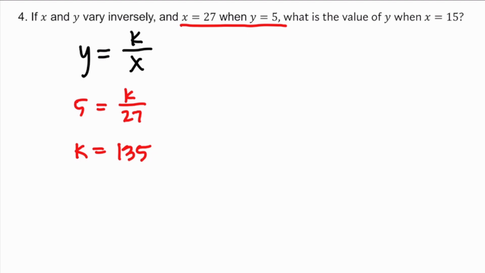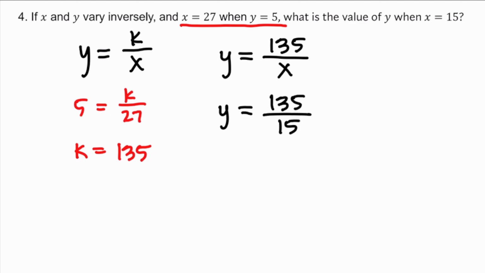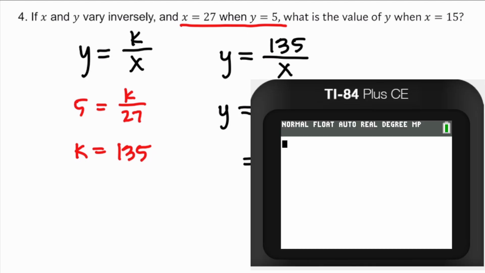15 times 8 is 120. So yeah, 135, 15 times 9. Okay, k equals 135. So my actual equation for this inverse variation is y equals 135 divided by x. And if x equals 15, y will equal 135 divided by 15. I just figured out that that was equal to 9, but if you were unsure, because this is the calculator section, you could bring out that calculator and say 135 divided by 15. And notice that that's going to be 9 that way.